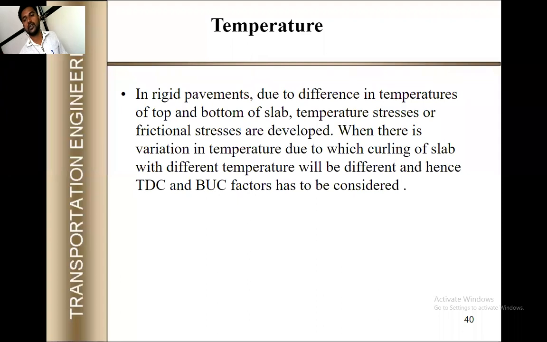Then the temperature that we have seen. In the rigid pavement, due to the difference in temperature of the top and bottom of the slab, the temperature stresses or the frictional stresses are developed. These temperature stresses are also known as warping stresses. Where there is a variation in the temperature, due to which the curling of the slab with the different temperature will be different, hence the TDC and the BUC factors have to be considered. TDC means crack at the top, BUC means crack at the bottom.